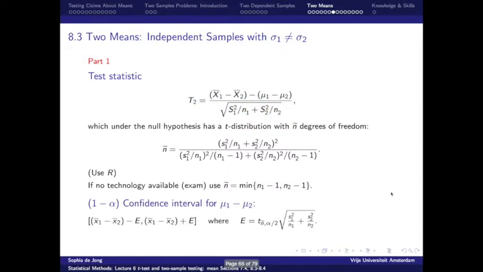Again, we can also use this to construct a 1 minus alpha confidence interval for mu1 minus mu2. The idea is the same, the difference of the means minus the margin of error and plus the margin of error. But now in this case, the margin of error is equal to the t-score, which you can find in the table at n tilde degrees of freedom and a significance level of alpha over 2, times the standard deviation again. So in this case, that is the square root of s1 squared divided by n1 plus s2 squared divided by n2, just as in this formula for the test statistic.